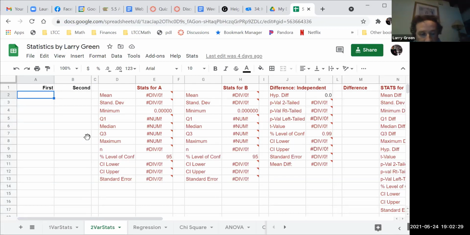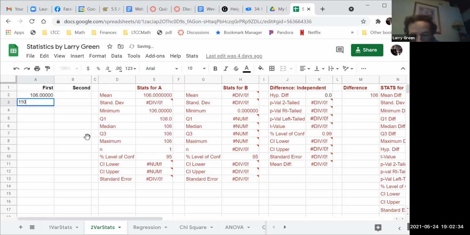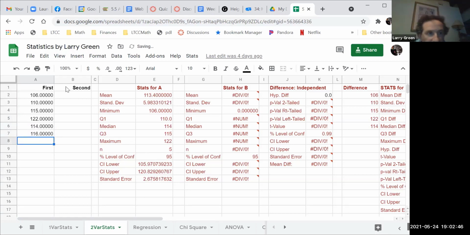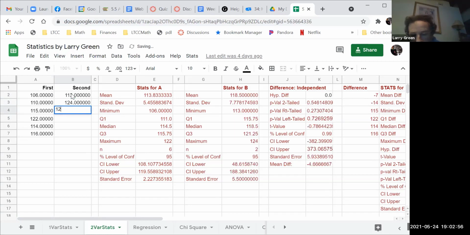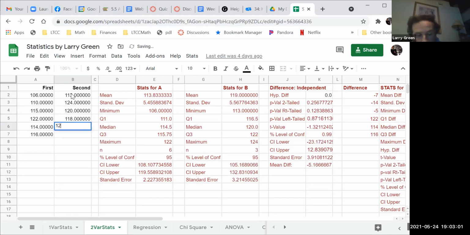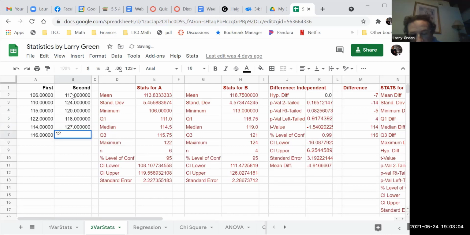For the first one, it was 106, and then 110, 115, 122, 114, and 116. For the second, it was 113, 124, 120, 118, 127, and 128.